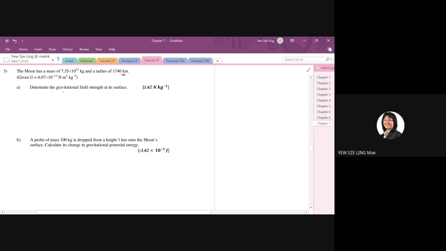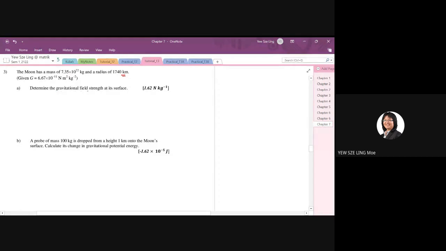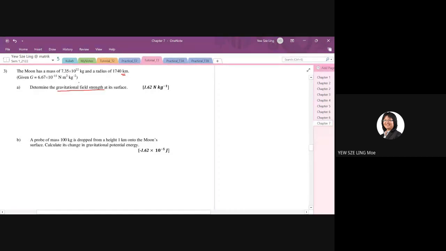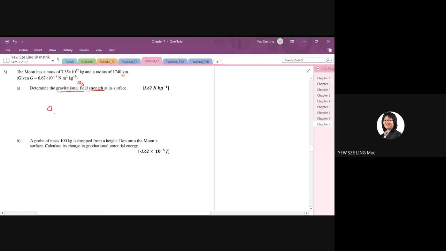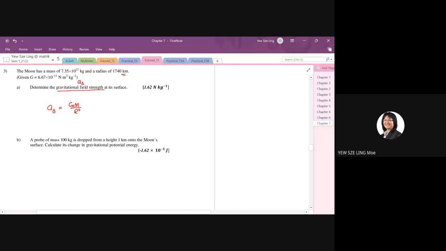Determine the gravitational field strength at its surface. So you want the gravitational field strength. What does it mean by gravitational field strength? It's Ag. So Ag equals GM over R squared. Since you are looking at the field strength at the surface, at the surface means you're just going to use the radius.